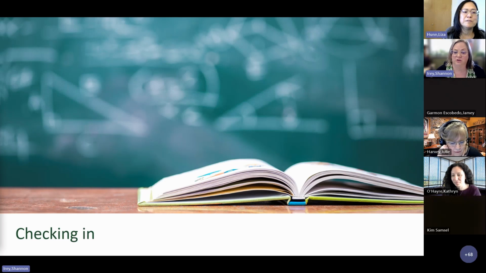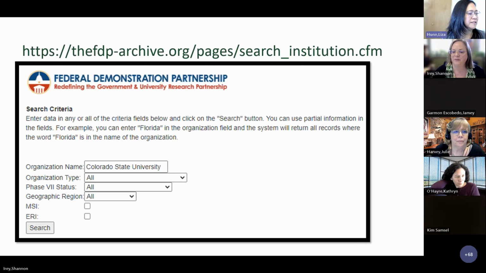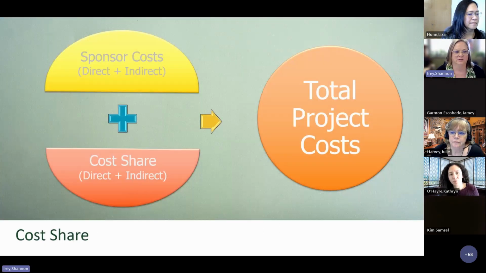So federal demonstration partnership. The slide right before, yeah. The federal demonstration partnership. There it is. Yep. Okay. So moving on.